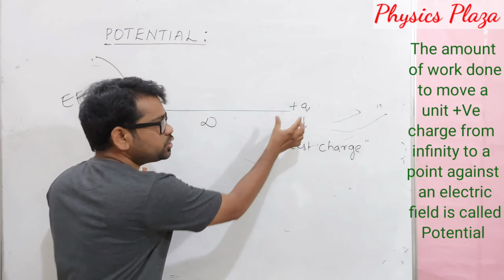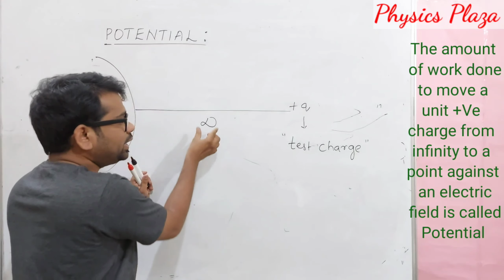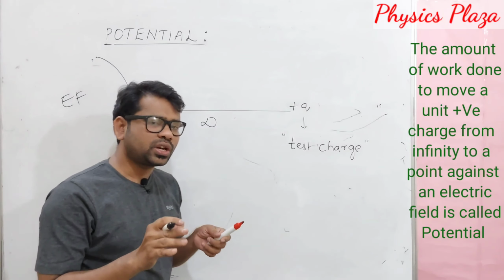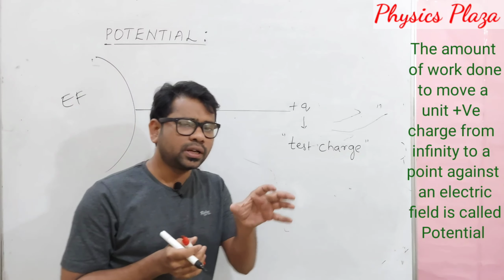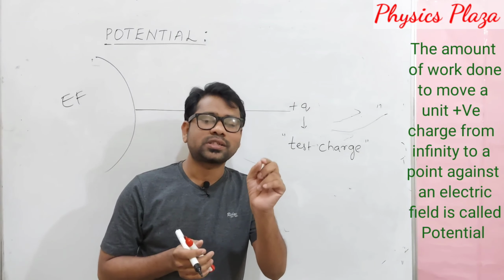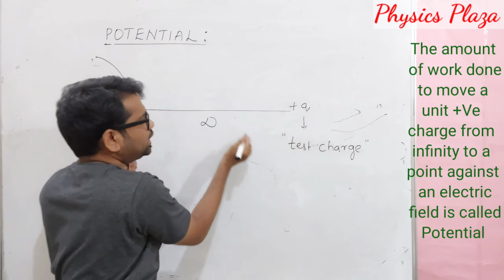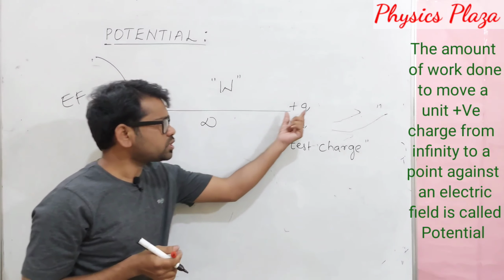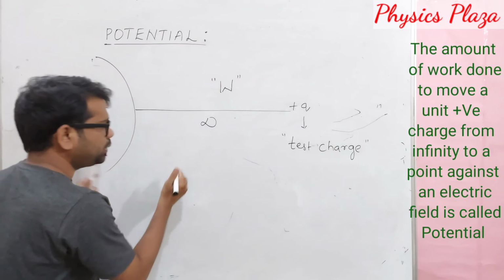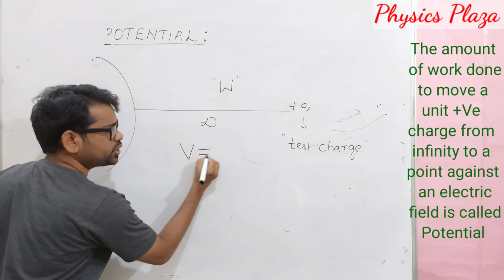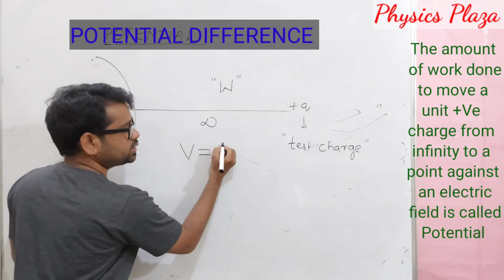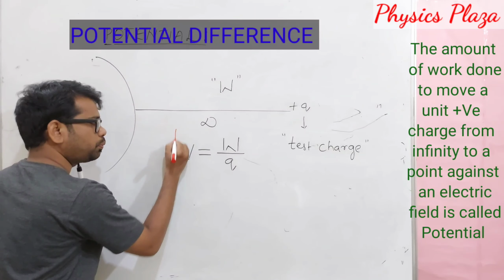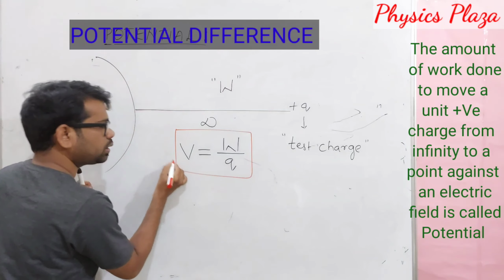So to bring this unit positive charge from infinity to a point in an electric field, some work should be done. That work done is what we call electric potential. Let us suppose capital W is the work done to move a charge Q. Then mathematically, potential at a point is equal to W by Q.